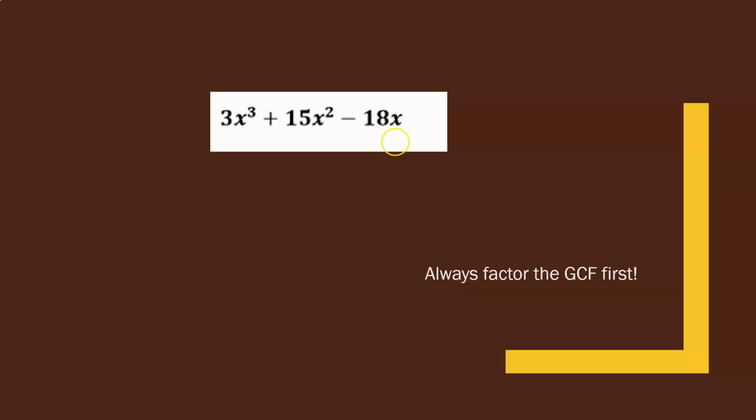So if you pull the greatest common factor out first, in this case, your greatest common factor is 3x. If you pull that out, 3x cubed divided by 3x is x squared. 15x squared divided by 3x is 5x. Negative 18x divided by 3x is negative 6. We're lucky enough now that we can just find factors of negative 6 that together equal 5. So positive 6 and negative 1.